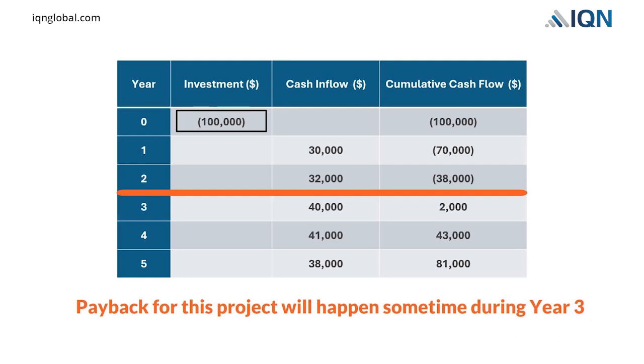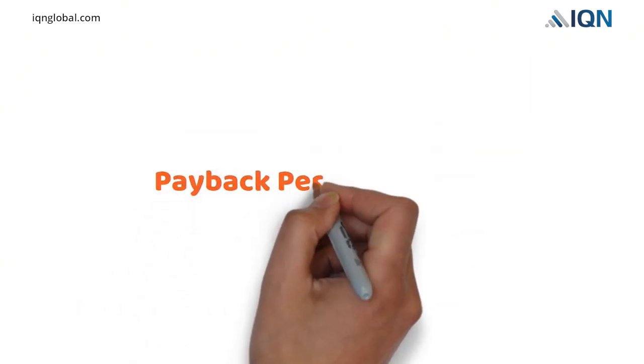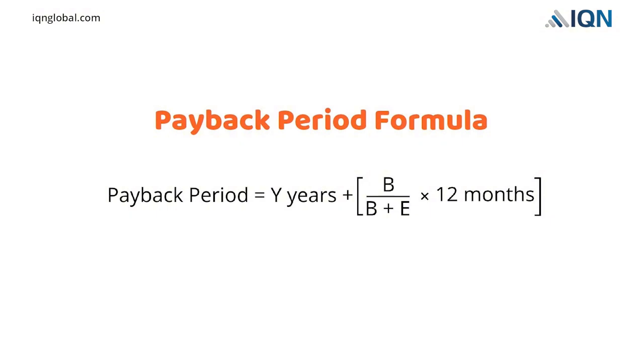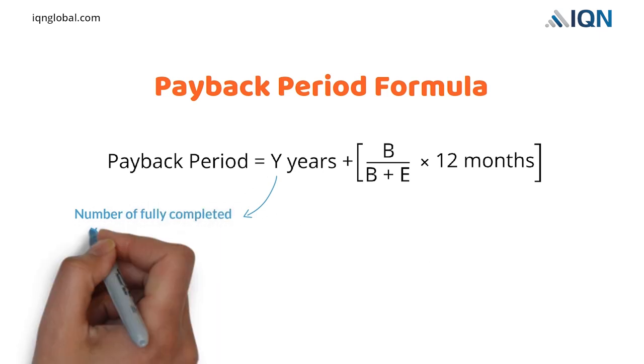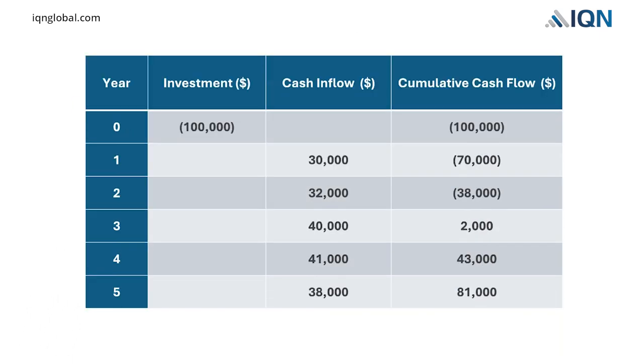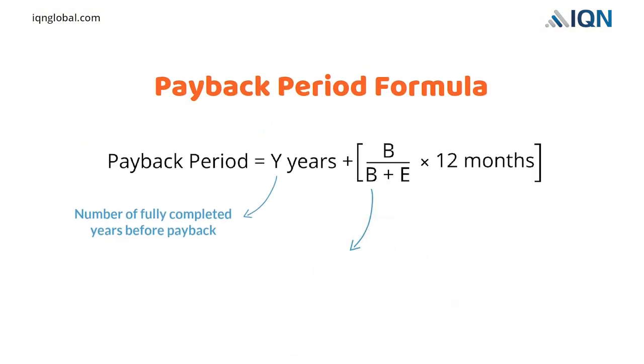To get the exact period, we will use the payback period formula. Payback period is equal to y years plus b divided by the sum of b and e, then multiplied by 12 months, where y is the number of fully completed years before payback. For our example, y is 2 because this is the year immediately before payback. B is the cumulative cash flow at the beginning of the payback year, ignoring the negative value.